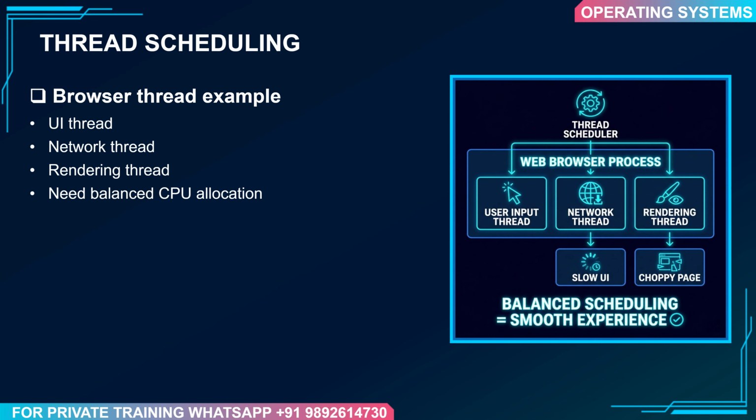Now imagine a simple example. Suppose a web browser process has multiple threads. One thread handles user input like mouse clicks. Another thread loads web pages from the network. Another thread handles rendering the page. If the scheduler gives too much CPU time to the network thread, the user interface may feel slow. If it ignores the rendering thread, the page may not update smoothly. So the scheduler must balance these threads carefully.